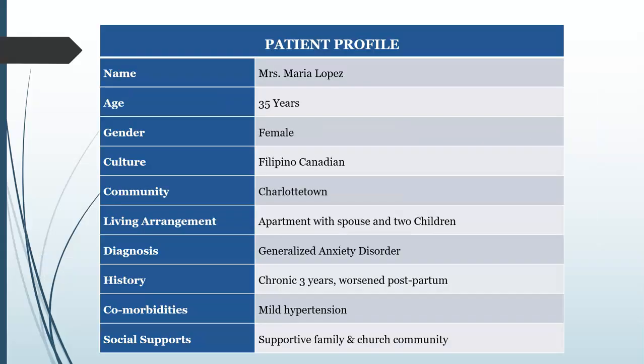Let's meet Maria Lopez, a 35-year-old Filipino-Canadian from Charlottetown, PEI. She has been diagnosed with generalized anxiety disorder for 3 years, which worsened after childbirth. She also has mild hypertension and lives with her husband and 2 children. Her family and church community are supportive, a major strength for recovery. Let's go to the next slide to learn about her progress in treatment.